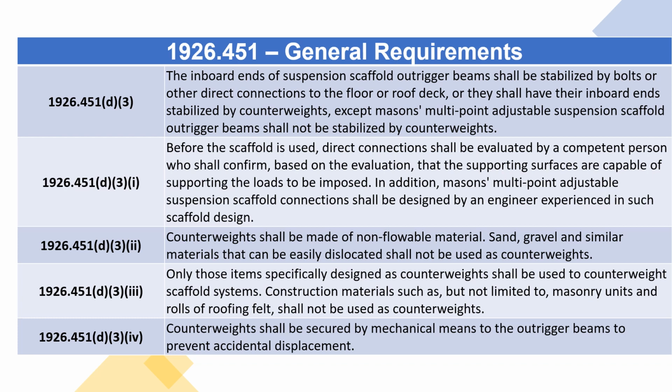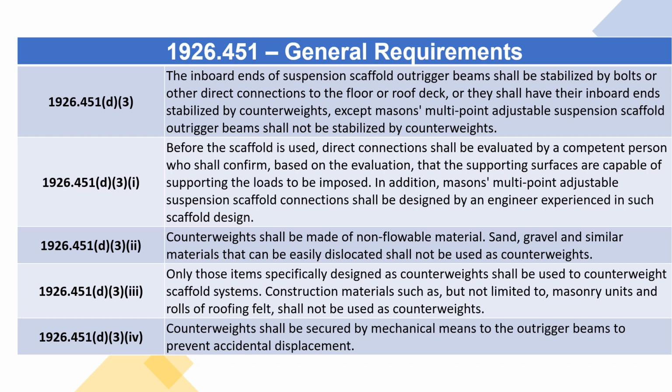1926.451(d)(3)(ii): Counterweights shall be made of non-flowable material. Sand, gravel, and similar materials that can be easily dislocated shall not be used as counterweights. 1926.451(d)(3)(iii): Only those items specifically designed as counterweights shall be used to counterweight scaffold systems. Construction materials such as, but not limited to, masonry units and rolls of roofing felt, shall not be used as counterweights.